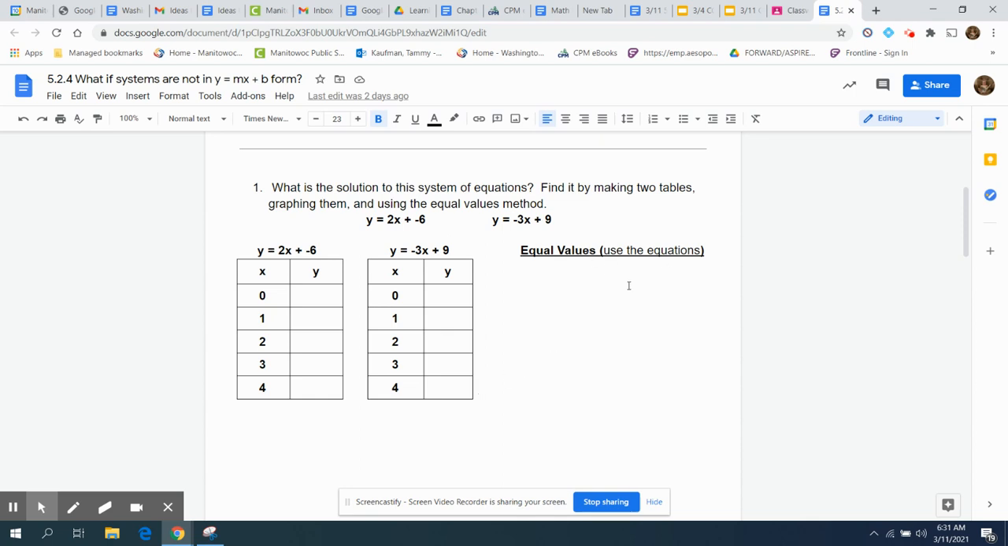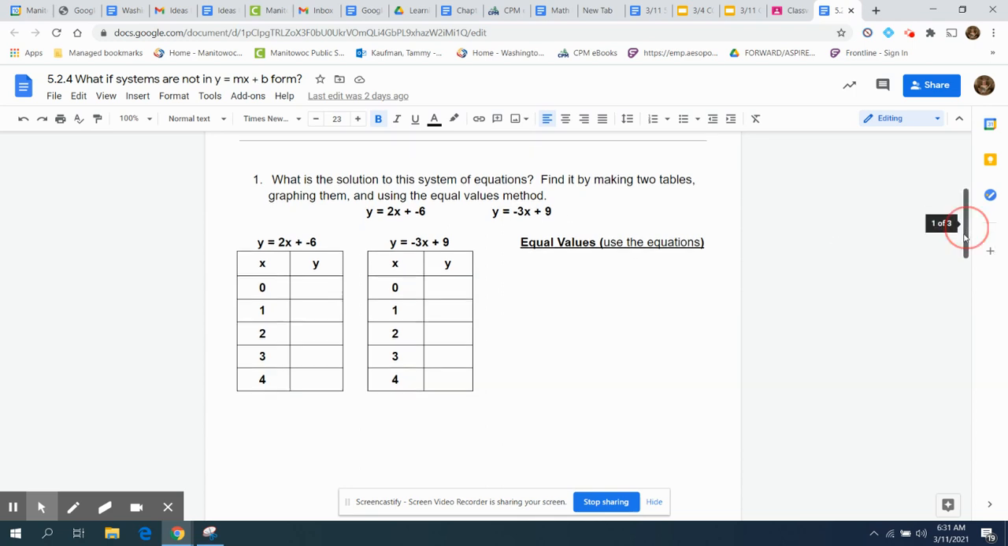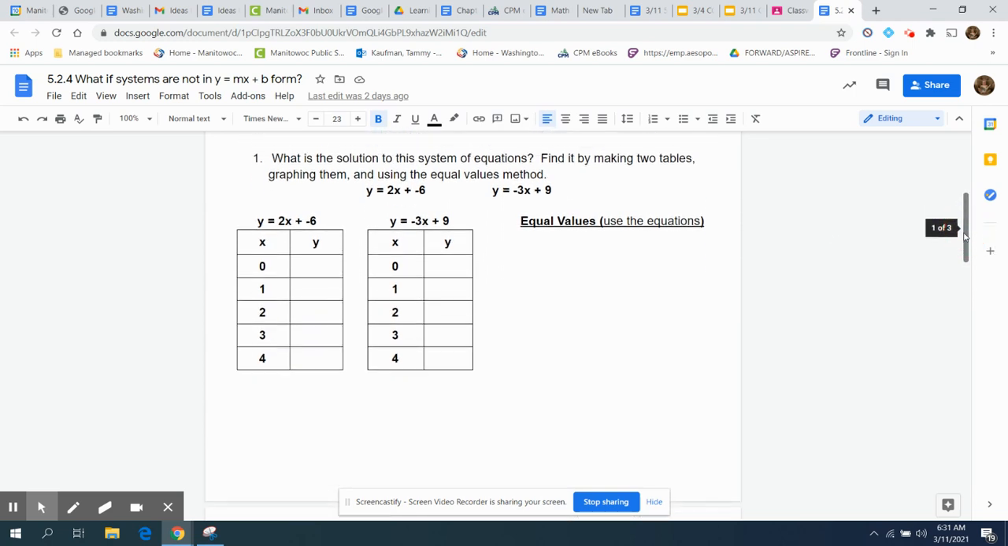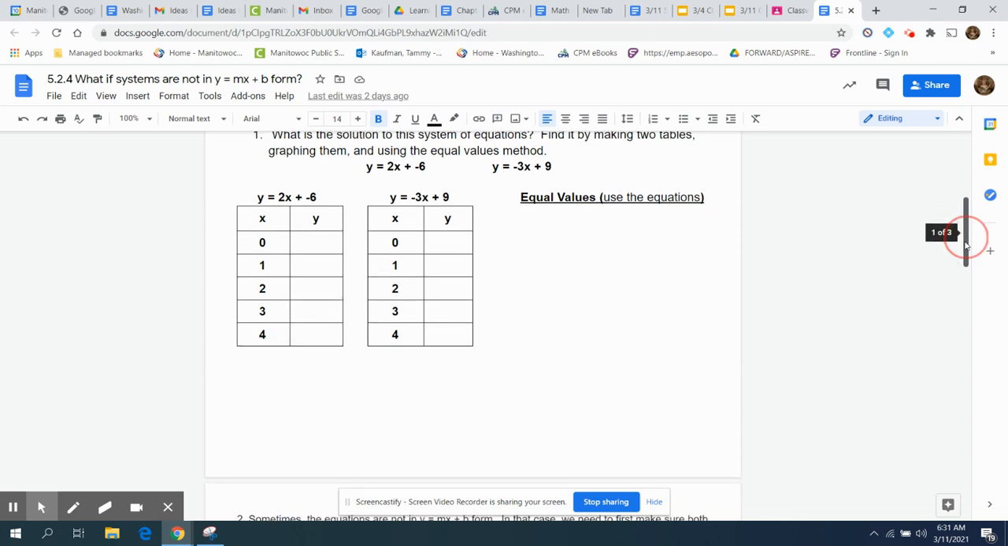And then over here with equal values, to use the equation, what you're going to do is set 2x plus negative 6 equal to negative 3x plus 9 and solve for x. That would give you your x coordinate. And then because we're looking for a coordinate point where they intersect, you would then plug your x value back into each one of these equations to see if you got the same y value, because it's a coordinate point. You can then graph these two. You could either graph them on graph paper or use Desmos.com to graph them and prove that.